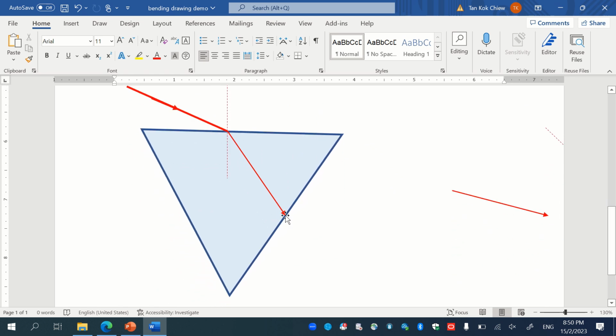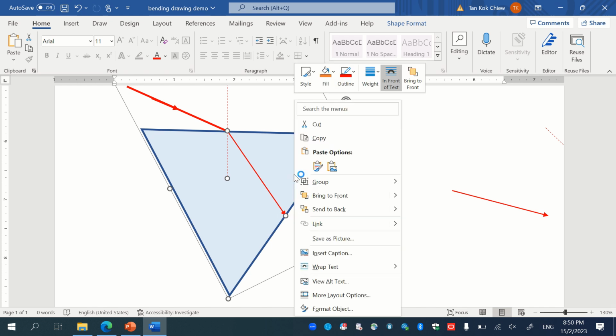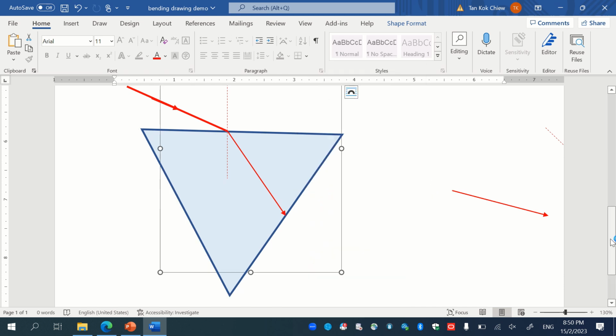Now come to this point, it is going to go out into the air. So to go out into the air, what should you do now? Let me group all the light ray together, then we can shift.